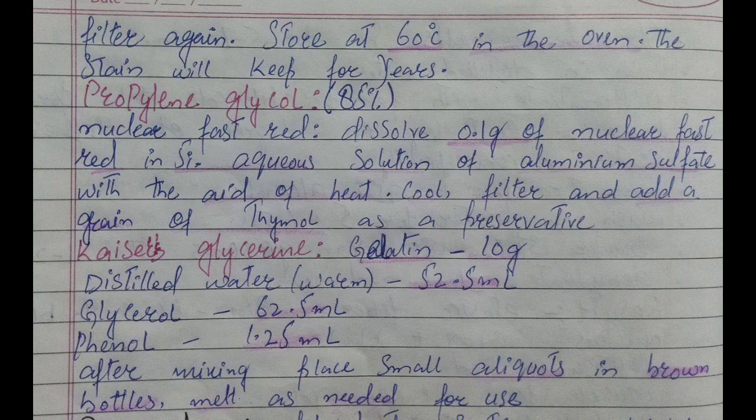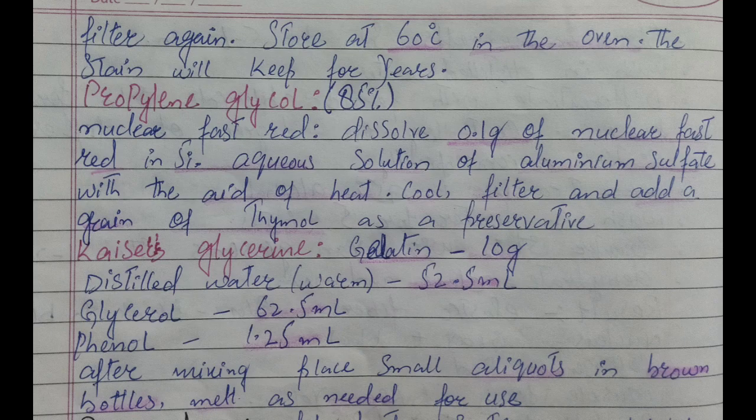अब देखिए propylene glycol 85%, nuclear fast red. Dissolve 0.1 gram of nuclear fast red in 5% aqueous solution of aluminum sulfate. With the aid of heat, cool, then filter and add a grain of thymol as a preservative.